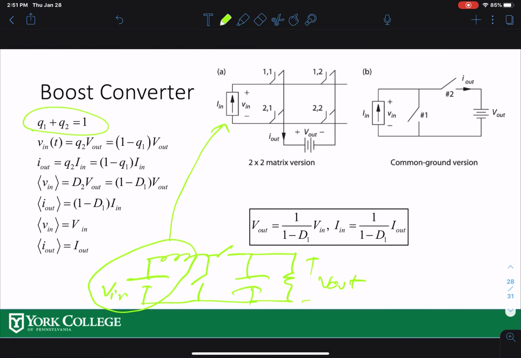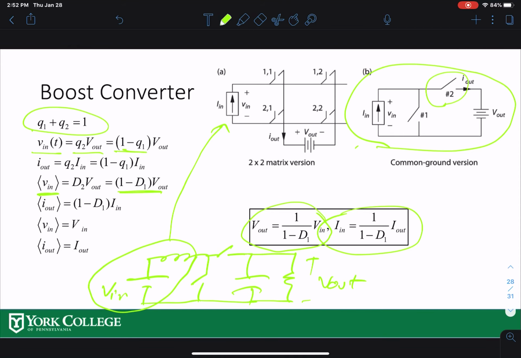So if I now convert this to the equation, V out and V in. So V in over here, look at here. V in T is Q2 V out, because when this switch is on, you're connecting V out to V in. And Q2 is 1 minus Q1 right here, right? So whenever the average time of switch 1 is on, that relates the input and output voltage. So the average input voltage over here would be 1 minus D1 times V out. So V out would be 1 over 1 minus D1 times V in, and current is opposite. All right.